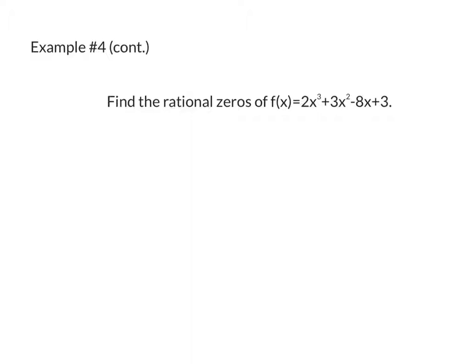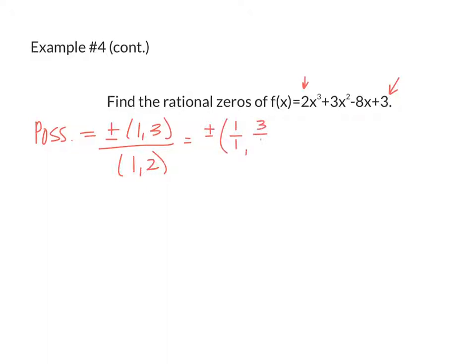So again, we're going to list our possibilities first. So our possibilities, so I'm going to just say pos for possibilities. Remember, it is the factors of your constant, so that's plus or minus 3. Its factors are 1 and 3. Okay. The factors of 2 for the denominator would be 1 and 2. So those possibilities are plus or minus 1 over 1, 3 over 1, 1 over 2, and 3 over 2.